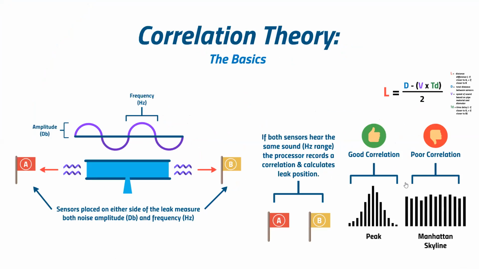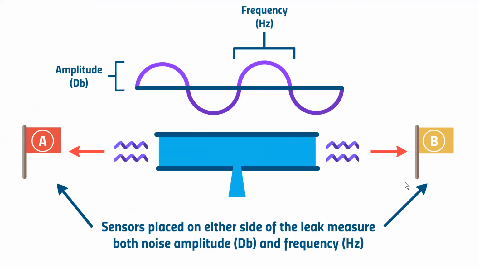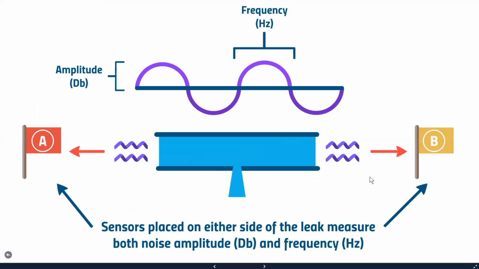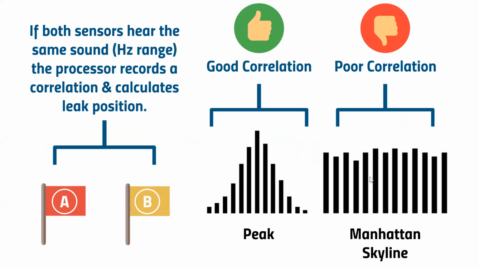So, the basics of correlation theory: a leak on a pipe creates a sound wave that travels through the pipe wall. It creates an amplitude and it creates a frequency. It's this frequency, or the hum or pitch of the leak, that our sensors are picking up. The sensors are just picking up sound.